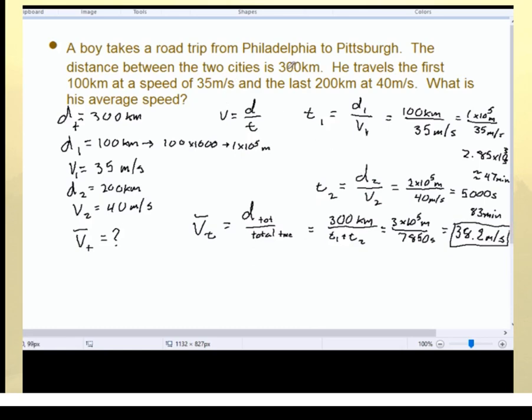Well, let's see, we were doing the first leg of the trip at 35, and then the second leg at 40. So I would expect our average speed to be somewhere in between there. If you went half and half, it would be exactly between those two numbers, right? But since more of the journey was done at the 40 kilometers per hour, the number is probably going to be closer to 40, and it is. So that's how I would solve that problem.